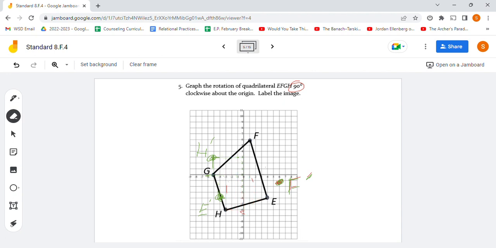We now have 3 of the 4. G is actually the easiest one to rotate because it's right along the axis right here. So if I rotate that, it's going to be right along the axis right there. And we have our point G prime. Connect these dots, and we have our shape rotated 90 degrees clockwise.